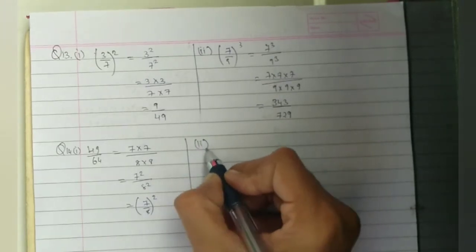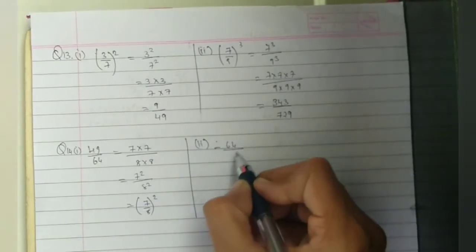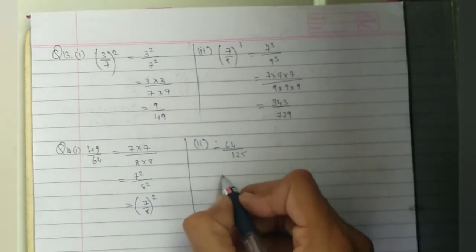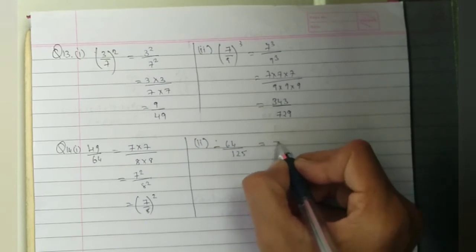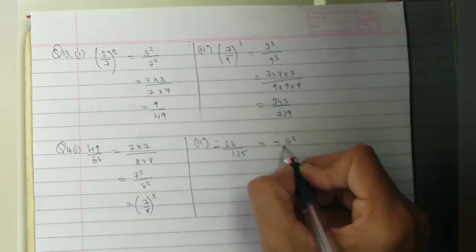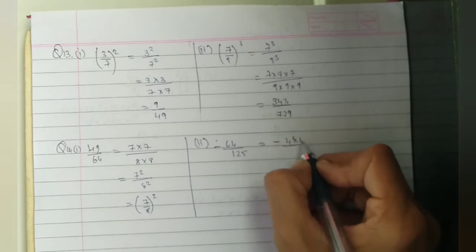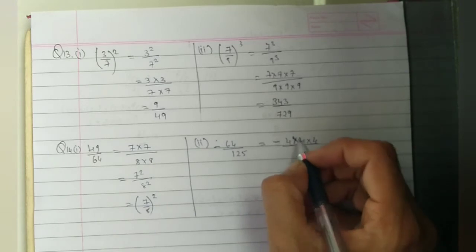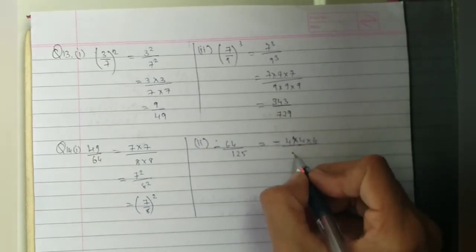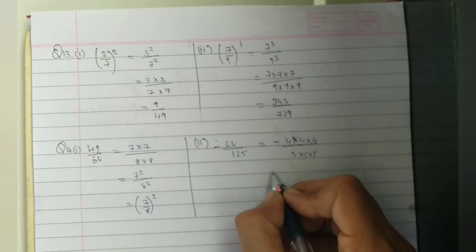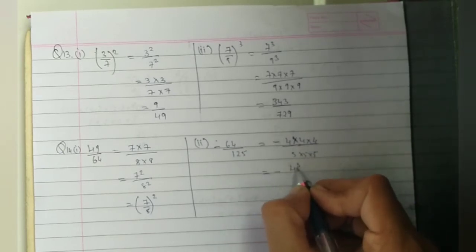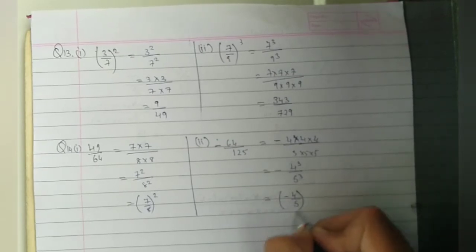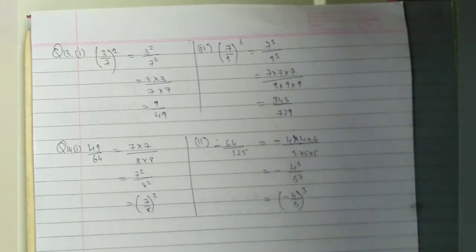Second one, minus 64 upon 125. So what we can write here, equal to minus 4 cube upon 4 into 4 into 4. Okay, 4 4s are 16 and 16 4s are 64, upon 125 is 5 into 5 into 5. So equal to minus 4 cube upon 5 cube, so equal to minus 4 upon 5 whole cube is the answer.